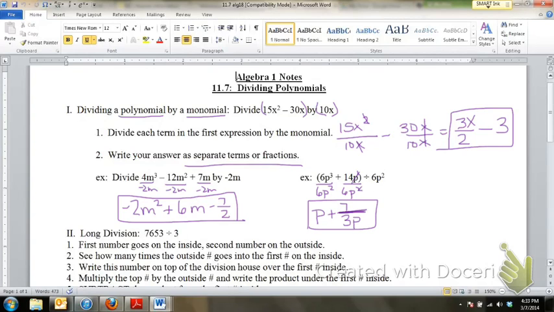Okay? If you leave it like this, that p could be out to the side. I don't know what that p is doing. So make it very clear that he belongs underneath the fraction bar.